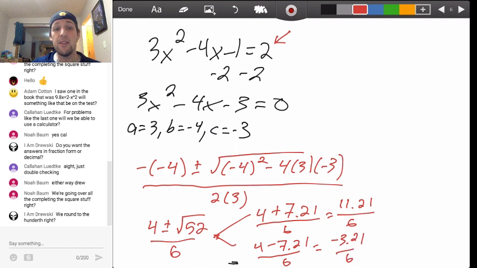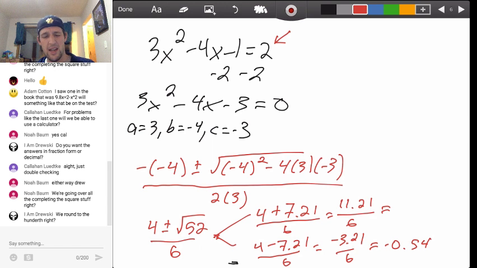You can't leave your answer like this, okay? You have to actually do the division in both of these cases, okay? So like on the bottom here, we're going to get negative 0.54, because we want to round. And then same thing on the top, we're going to get 11.21 divided by 6, and that's 1.87. A lot of rounding went on there, okay?